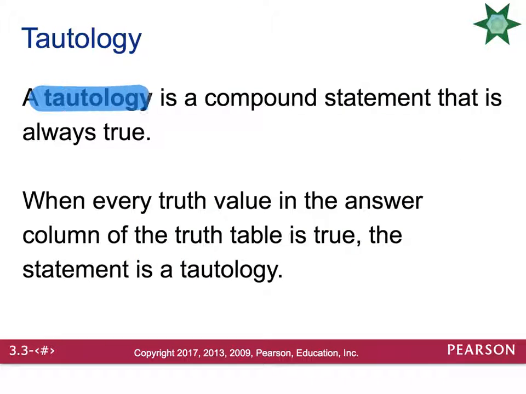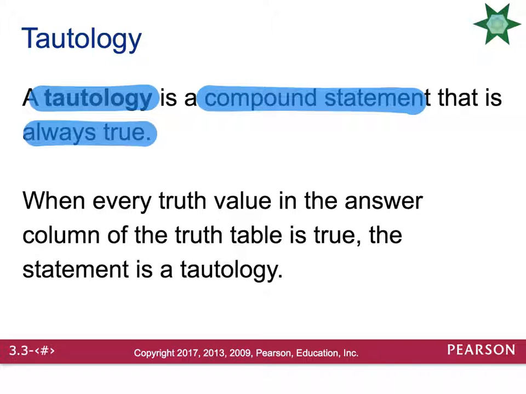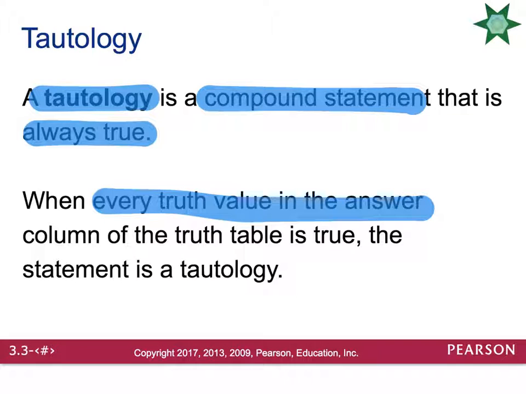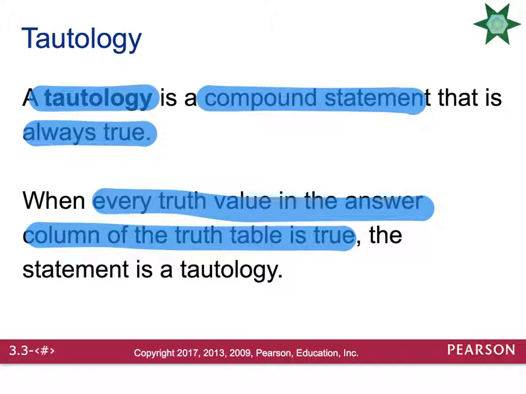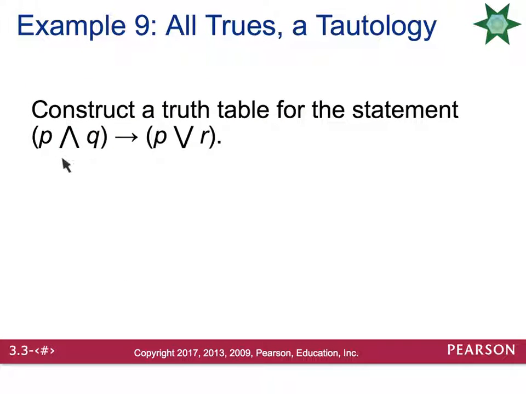Okay, a tautology is just the opposite. That's a compound statement that's always true. Okay, so when every truth value in the answer column of the truth table is true, we call that a tautology. So we have to make sure we have all T's all the way down. Okay, so let's look at this compound statement. We have if P and Q, then P or R.